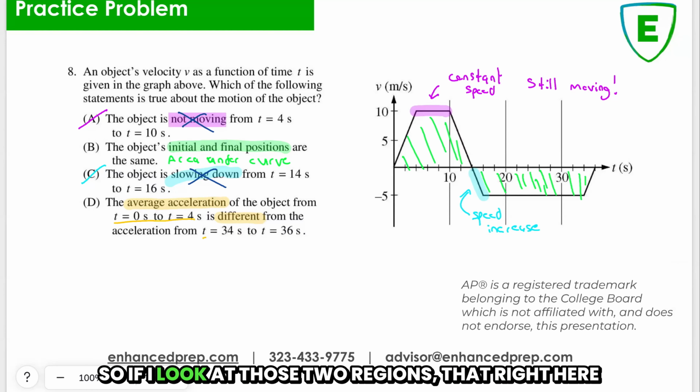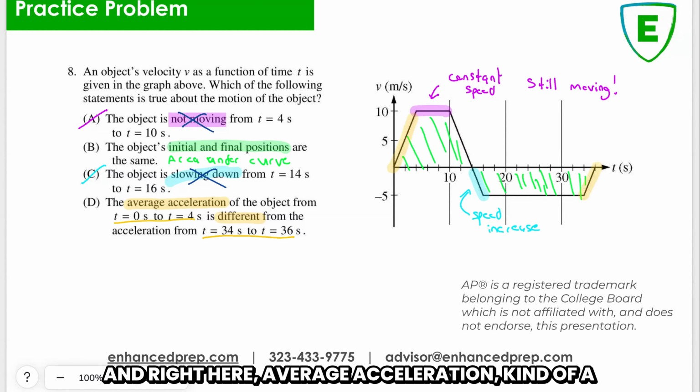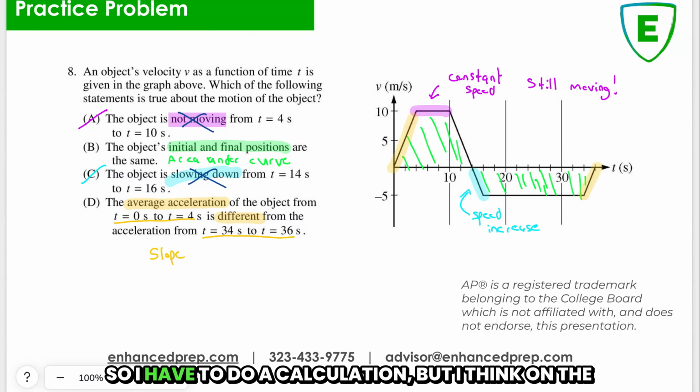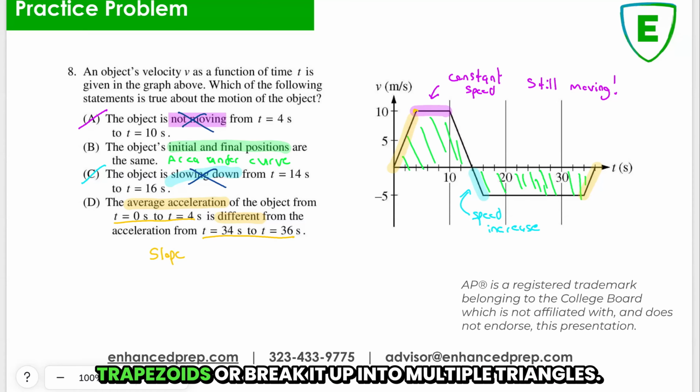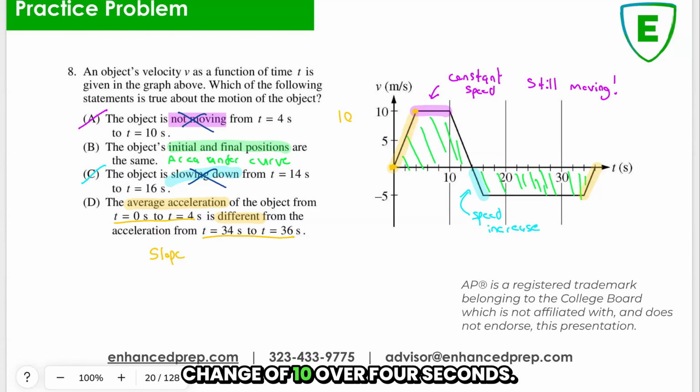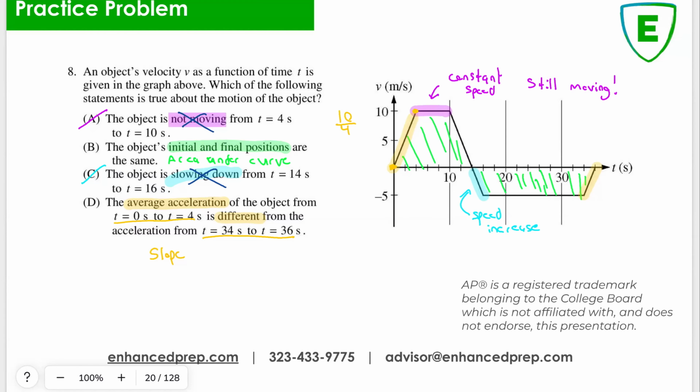So if I look at those two regions, that right here and right here, average acceleration, kind of a calculation because I have to look at the slope. So I have to do a calculation, but I think on the easier side than having to figure out the area of trapezoids or break it up into multiple triangles. So here, if I look at how it's changing, it's a change of 10 over 4 seconds. Okay. So that is 5 halves.